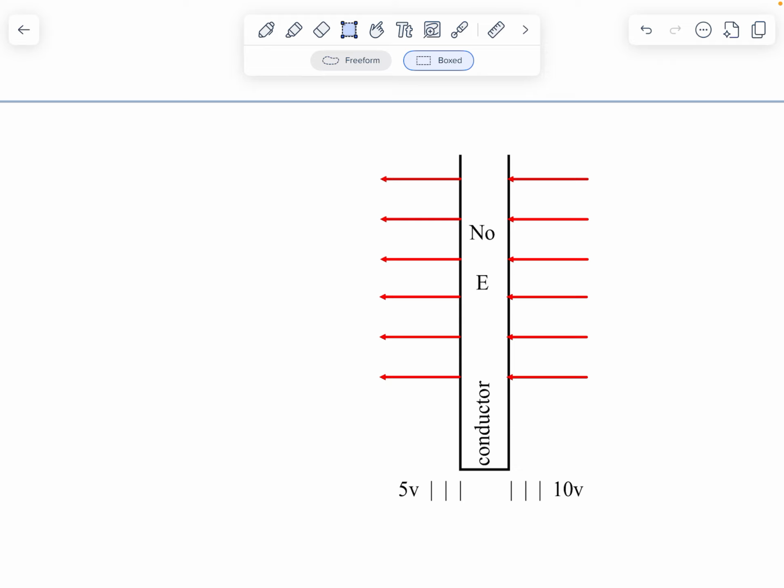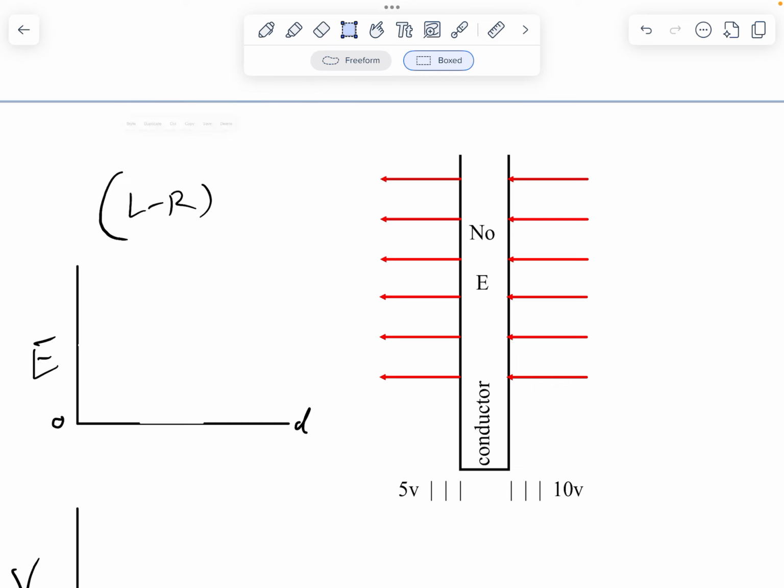I want to focus more on the shape of what we would see if we were to graph the electric field. I'm going from left to right. If I'm going this way, what would I see? When I'm in here, I have some constant electric field. When I'm in here, I have no electric field. And when I'm over here, I have that same constant electric field again. It's like we punched a hole in the electric field.